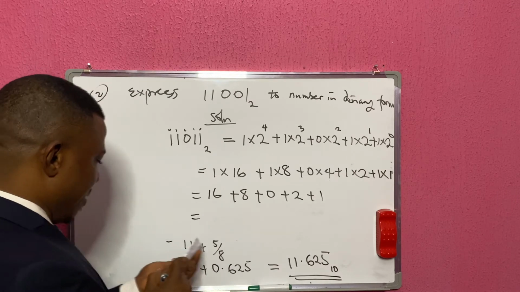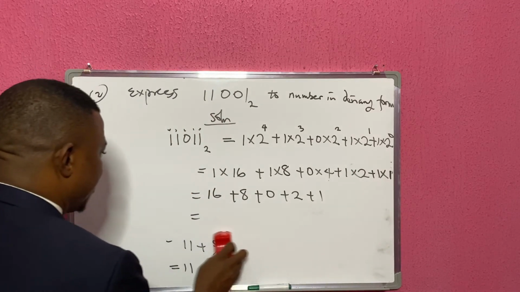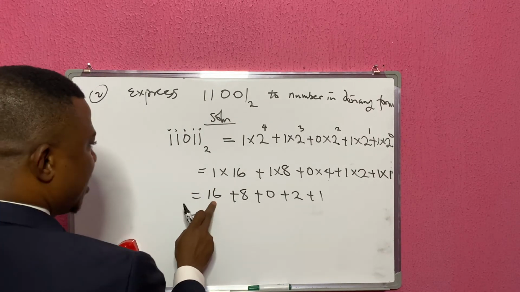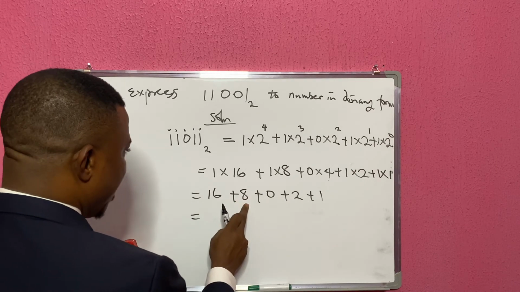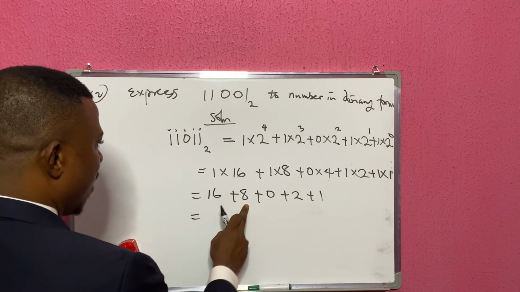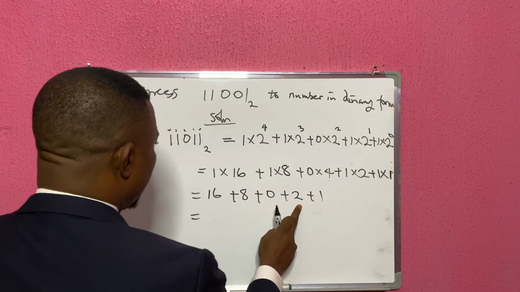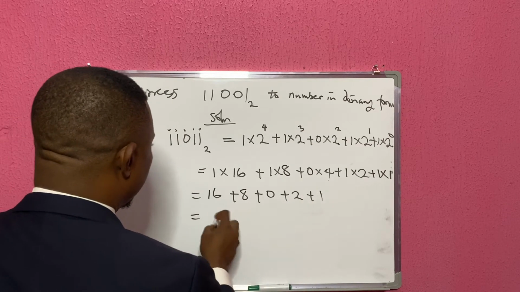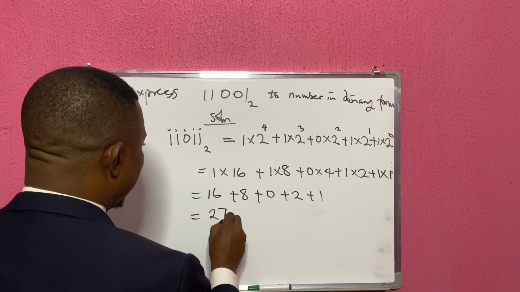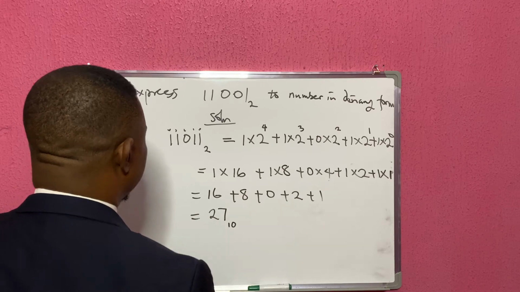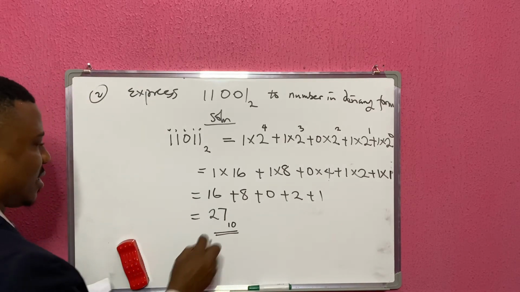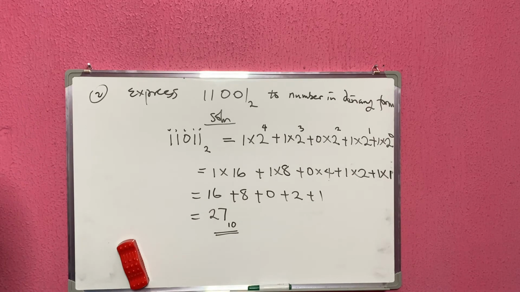We have, you add up 16 plus 8 will give us 24, plus 2, 26, plus 1, 27 in base 10. This becomes your answer. You see, is that very simple?